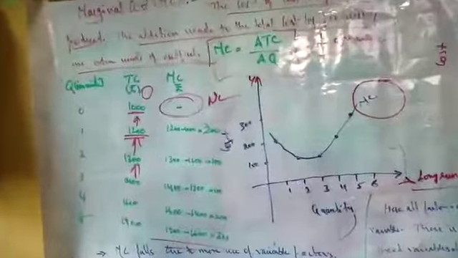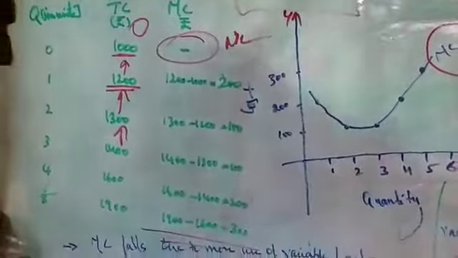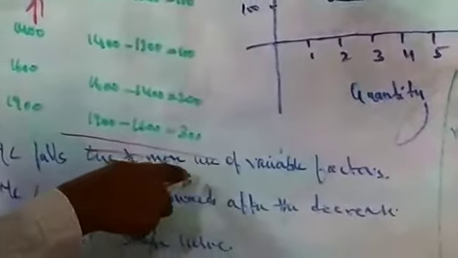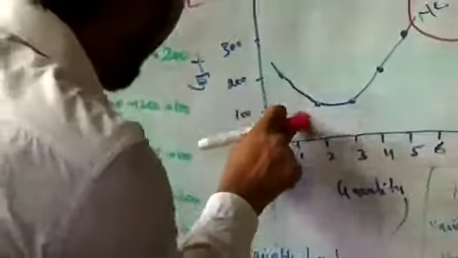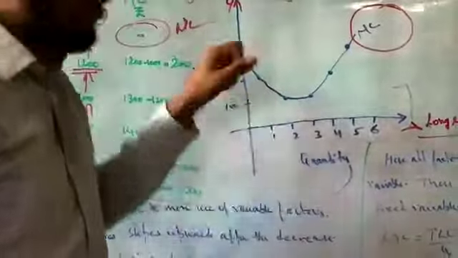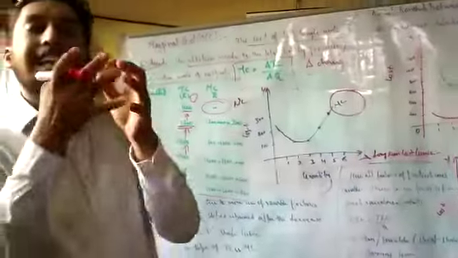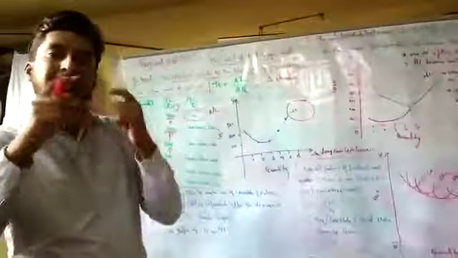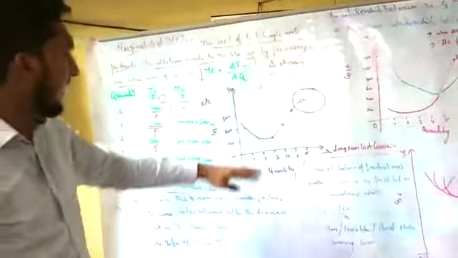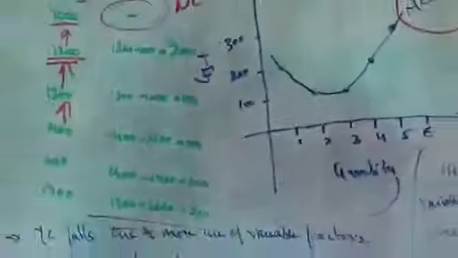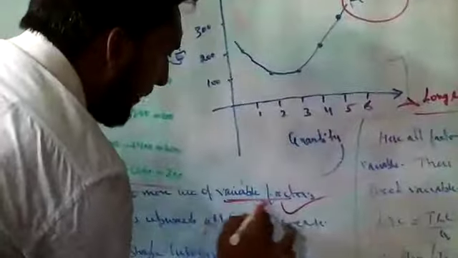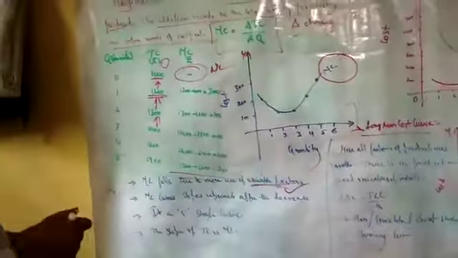We have four properties for this. Let's see. MC falls due to more use of variable factors. So what is the reason that the MC curve falls from 200 to 100? There is an extra variable factor. All the factors keep on coming, keep on changing. That's the reason it's falling. Okay, first point: because of the variable factors, marginal cost falls down.